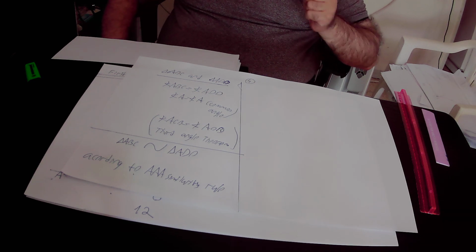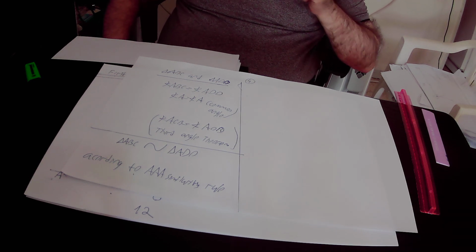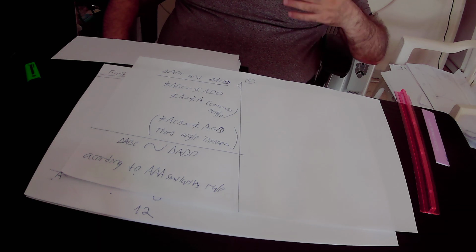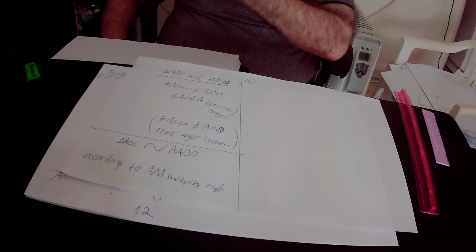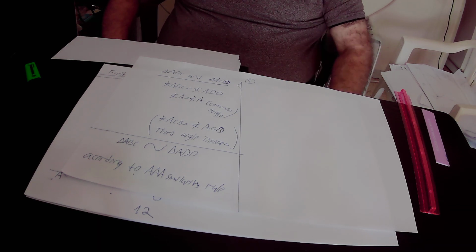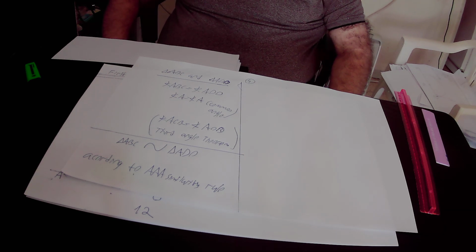What is the angle similarity rule? The angle similarity rule is that if you prove that all angles in one triangle are congruent to all angles in another triangle, then those two triangles will be similar to each other according to the angle similarity rule.